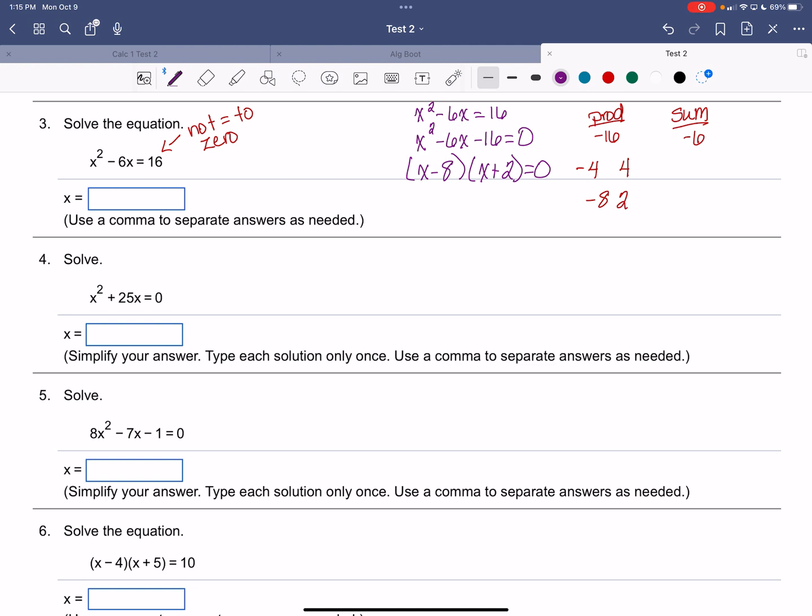So this right here is what I use for factoring. My factoring's done. So what I'm going to do now is I'm going to set them equal to 0. So I have x minus 8 equals 0 and x plus 2 equals 0. So x can be positive 8 or x can be negative 2.